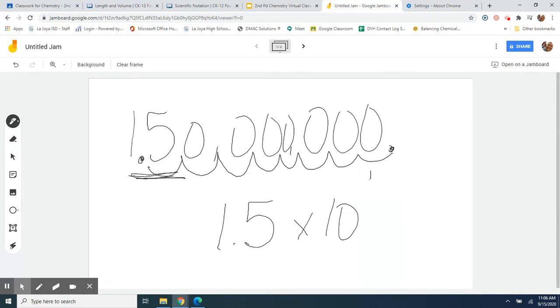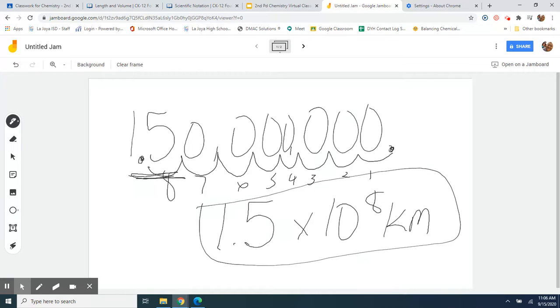Okay, this was 1, 2, 3, 4, 5, 6, 7, 8. So 8 becomes my exponent and then my unit. And then this is my final answer. Okay, that is the example.